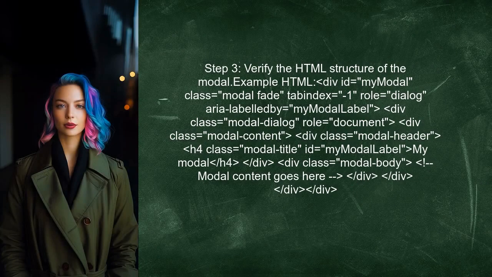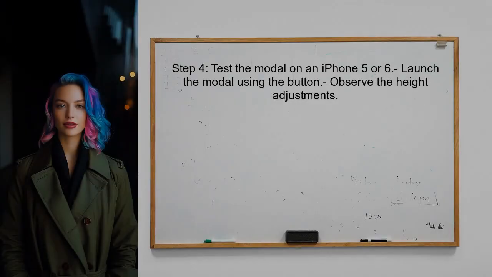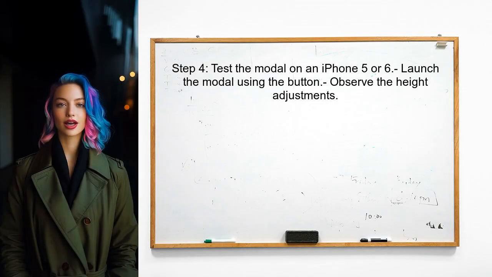Now the user should check the HTML structure of the modal to ensure it is correctly set up. The modal should have a dialog, content, header, and body. Finally, the user should test the modal on an iPhone 5 or 6 to ensure that the height adjustments are effective. They can launch the modal and observe the changes.